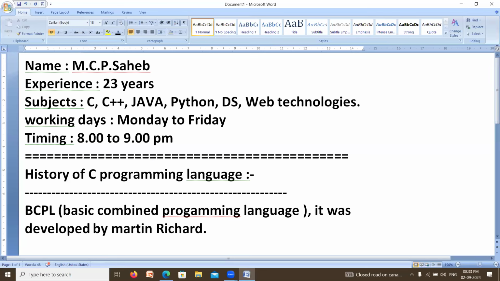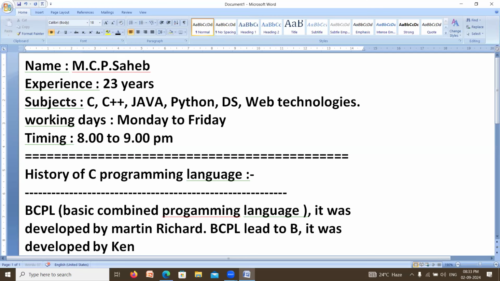From BCPL, a new programming language was developed and named B, since the first letter of BCPL is B. It was developed by Ken Thompson. Ken Thompson is the developer of B.